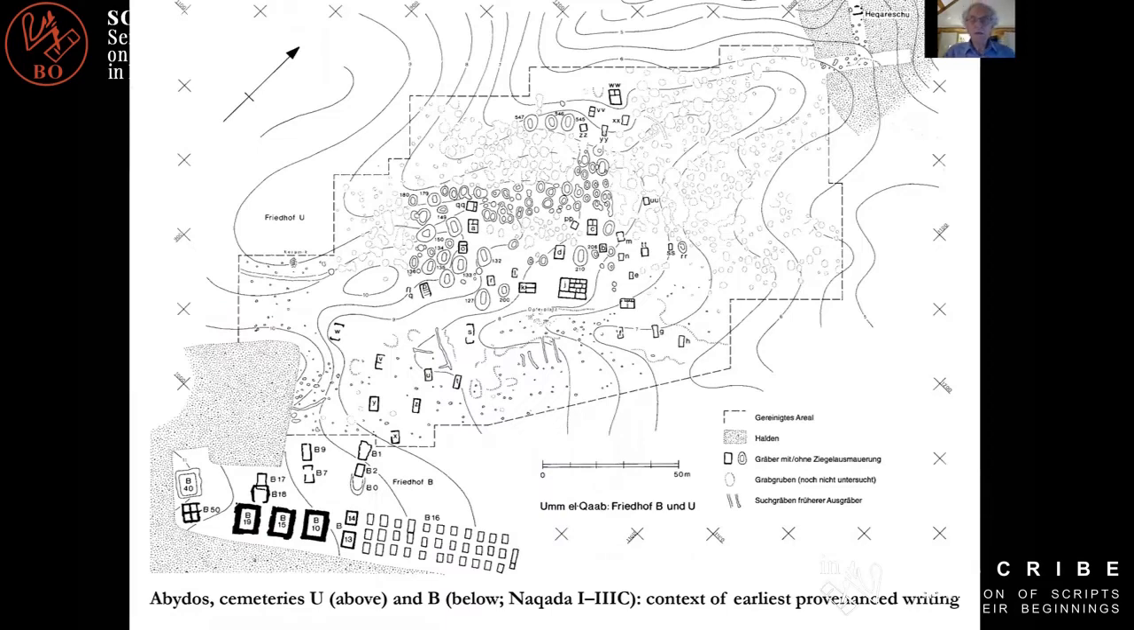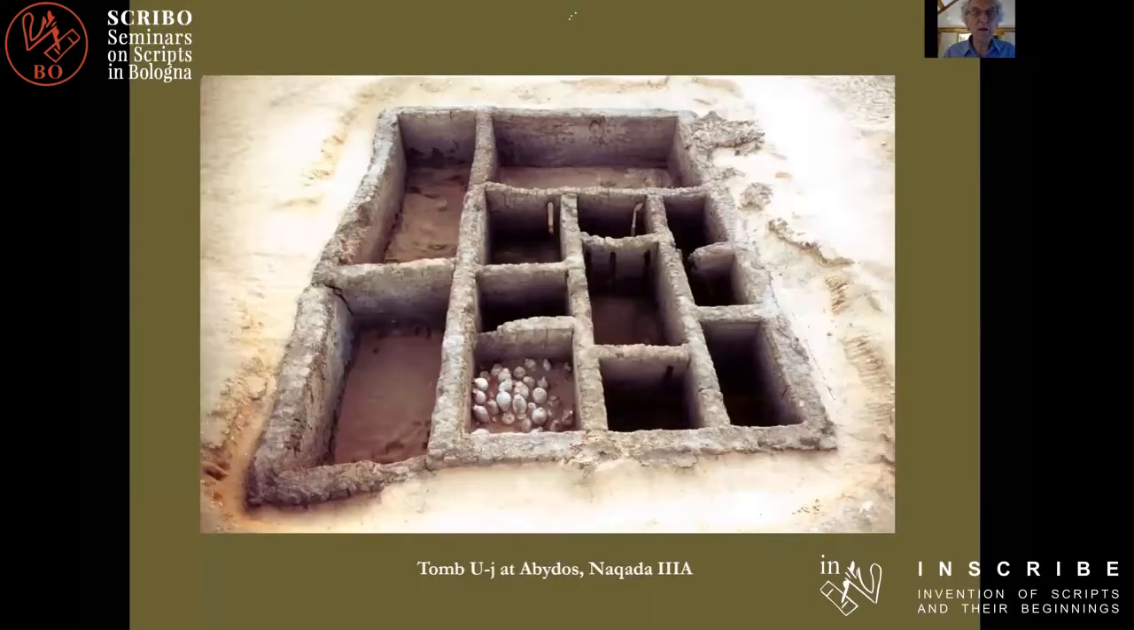So now I will move to the next historical period. So that was Nakada 2. We're now at Nakada 3. And this is the cemetery at Abydos, cemetery U and cemetery B, with U at the top, B at the bottom. This is the cemetery which runs from Nakada 1 to Nakada 3. Nakada 3 is bottom left. And in this cemetery, there is one very distinctive tomb, tomb UJ, which is the most important early find that we have. So there is a photograph of tomb UJ as excavated.